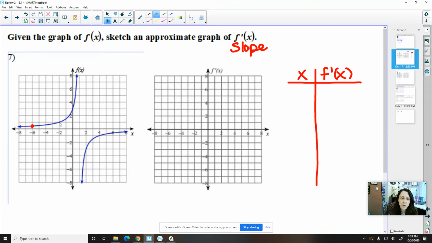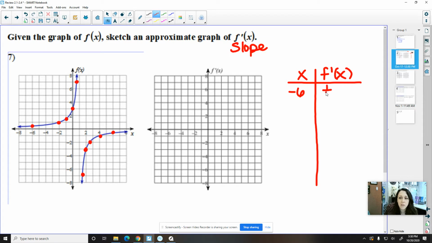I'm going to pick a few points where the slope is changing, and I'm going to find what I think the slope is at those locations. There's no science to this, I'm just picking random points. So I'm going to start at the beginning and say when x is -6, the slope looks like it's pretty small, but it is positive.